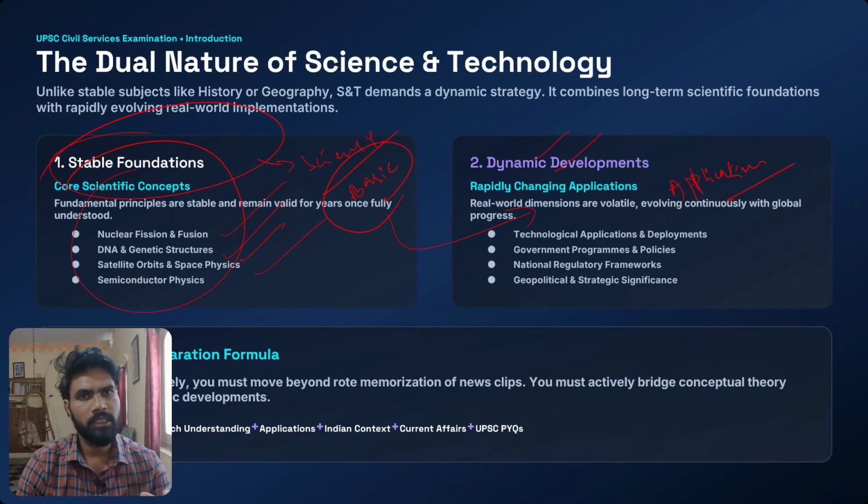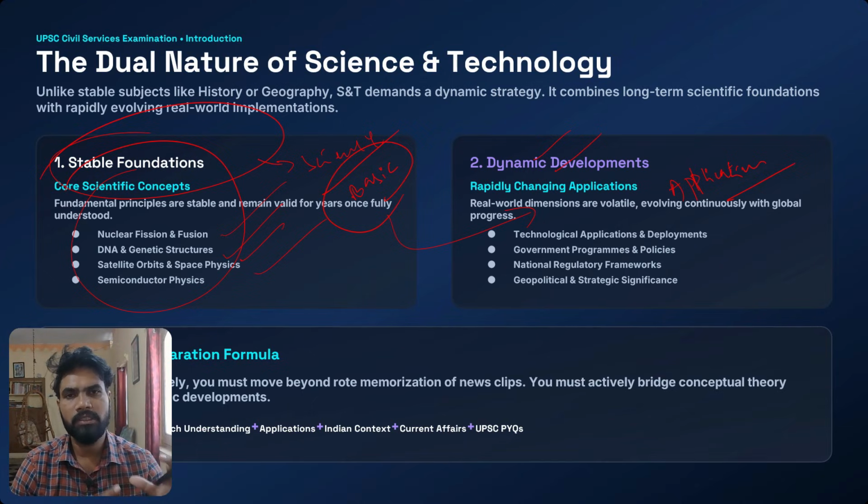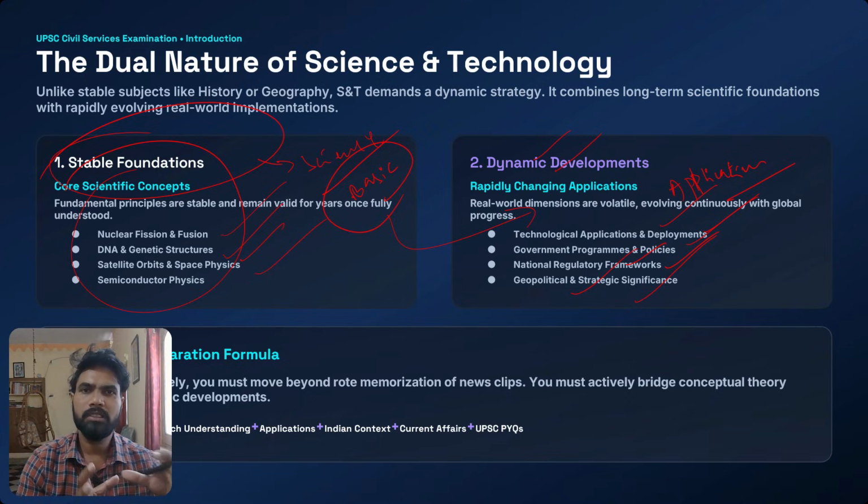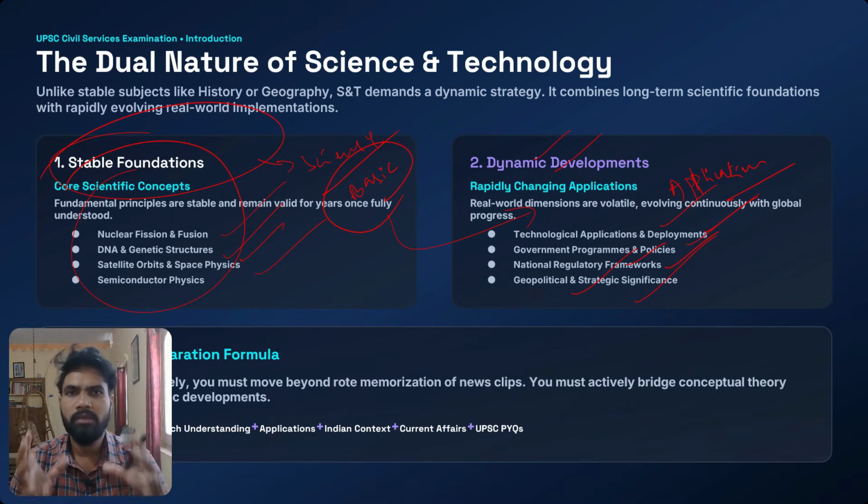Then on the other side, the second part is the rapidly evolving application of these basic concepts: technological applications and deployments, government programs and policies, national regulatory frameworks, geopolitical and strategic significance. So on one side, pure basic science and scientific concepts are there. On the other side, rapidly changing applications and the dynamics related to the technology are also there, and we have to cover these two things in our preparation.